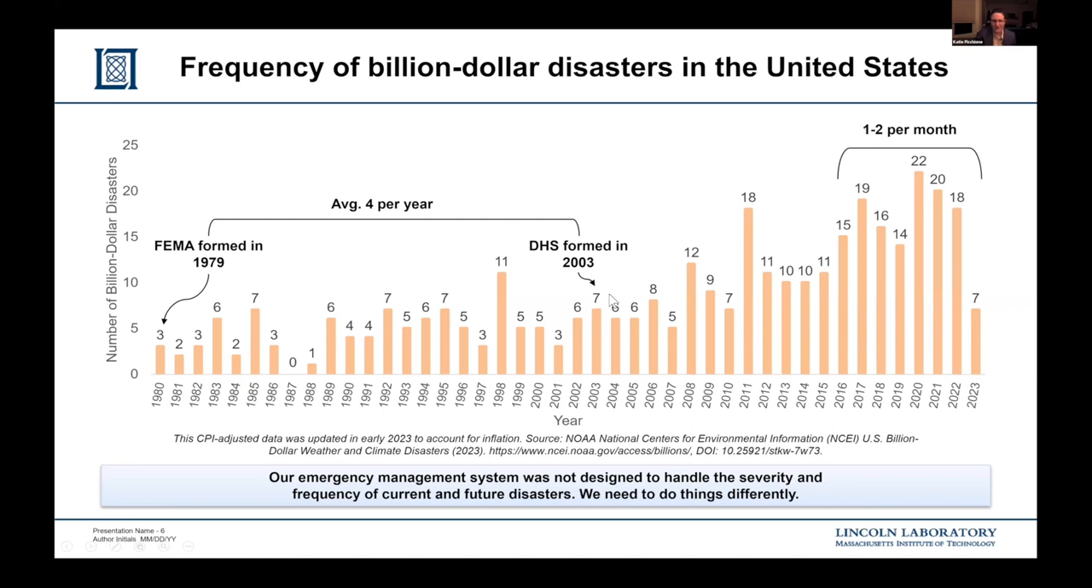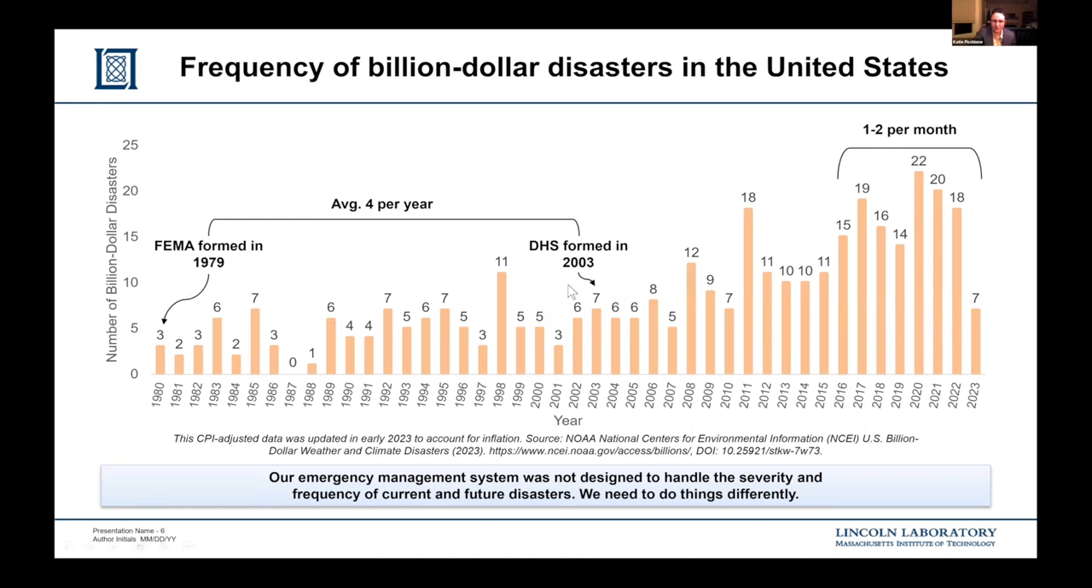But what we're seeing is that between when FEMA, our domestic agency that manages disasters, was formed in 1979 and when the Department of Homeland Security was formed in 2003, which was sort of a pivotal point in FEMA's history, the nation was experiencing about four $1 billion disasters a year. And now we're experiencing $1 to $2 billion disasters a month.